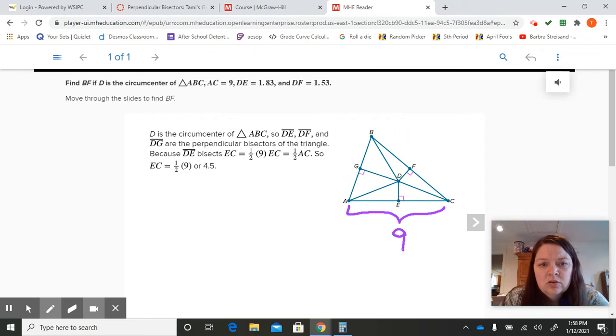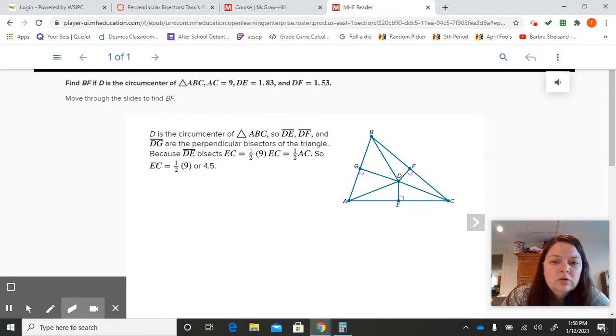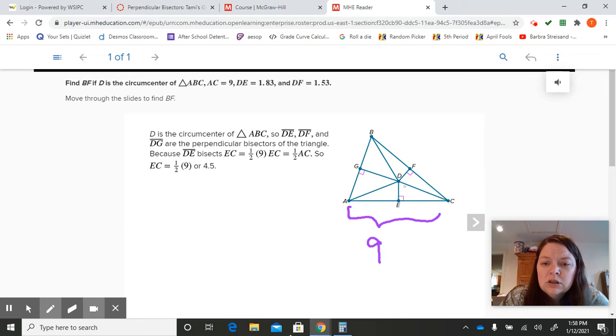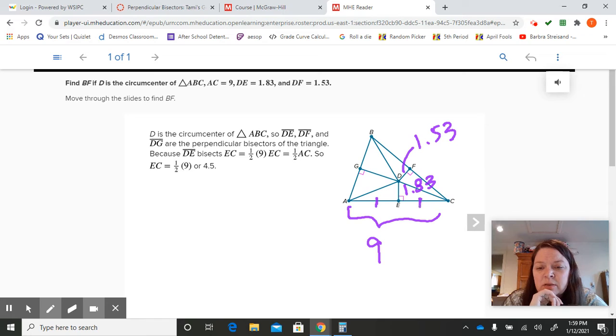D to E is 1.83. Oops, that's a really bad 8. Let's try again. This is 9. This is 1.83. And then DF is 1.53. Okay, and this bisects, so we know that here and here have to be the same length. That's why we're dividing 9 by 2 and getting 4.5.